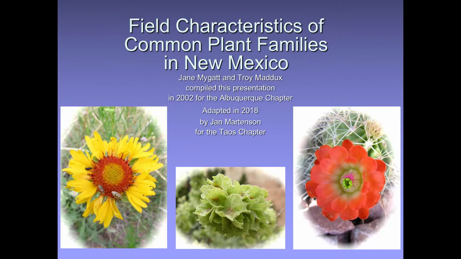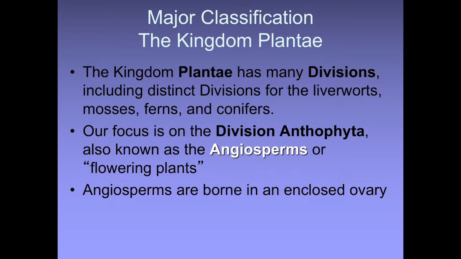I got this from the Albuquerque chapter done by Jane and Troy back in 2002, and I've adapted it, shortened it, you'll be glad to know, and threw in some of my own pictures. So these are examples of the aster family, the composite family. There's a four-winged saltbush, which is another family, which I cannot think of right now, but it'll come to me. And then obviously a cactus in the Cactaceae family.